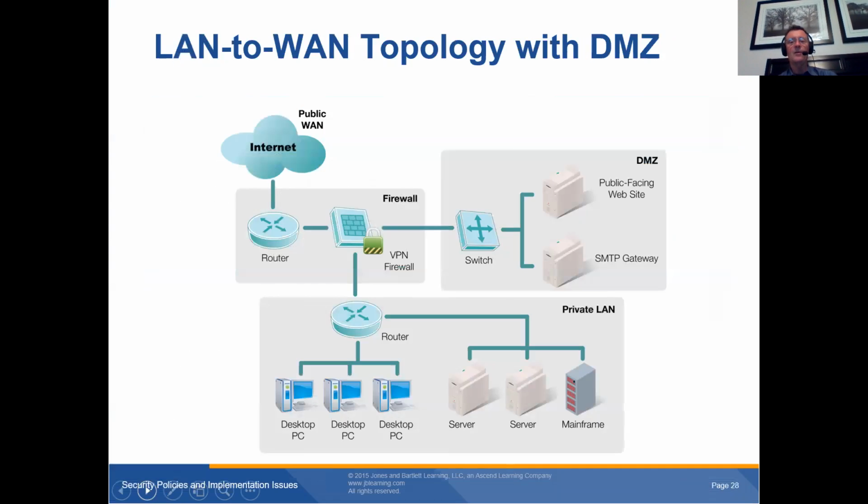As we talk about LAN to WAN, we normally have a DMZ, and that's a server within our local area network that is exposed to the outside. Typically, it's our web server, an area we refer to as the DMZ, and so users can have access to it without having access to the rest of our LAN.